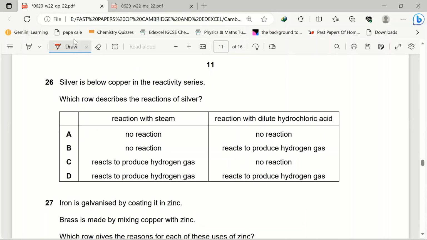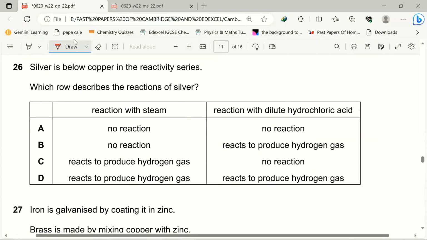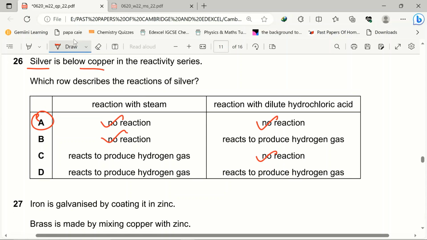Next point, silver is below copper in the reactivity series. We know silver is below copper. Which row describes the reactions of silver? Reaction with steam: silver does not react with steam, so no reaction. Reaction with dilute hydrochloric acid should have no reaction because metals below hydrogen do not react. So A is the only correct answer. Silver should not react with either steam or dilute hydrochloric acid, because the principle is metals below hydrogen in the reactivity series, namely copper, silver, and gold, do not react with dilute acids or cold water or steam.